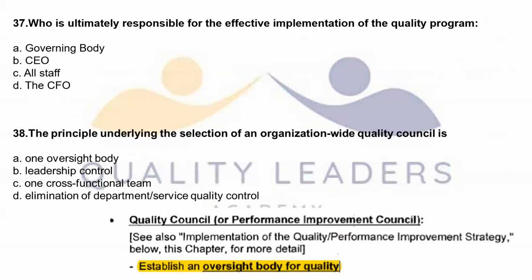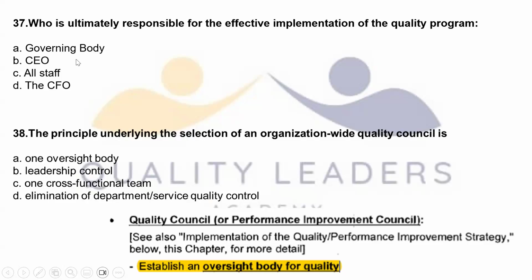Number 37. Who is ultimately responsible for the effective implementation of the quality program? A. Governing body. B. CEO. C. All staff. D. CFO or Chief Financial Officer. What's the answer? All staff. Okay, who has another answer? Here it is asking for the ultimately responsible. Who has the answer? Governing body. Yes, it's governing body.